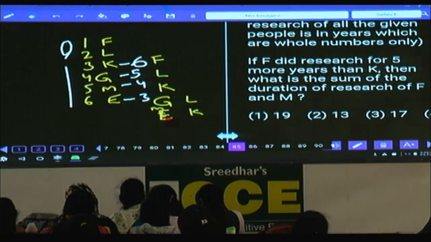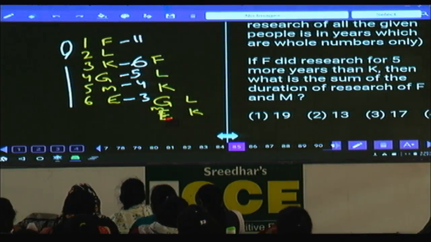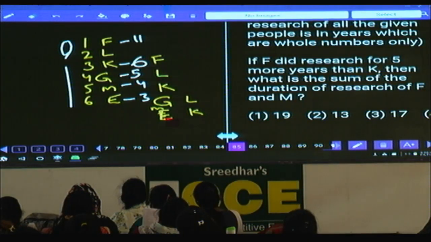Then 85. If F did research for 5 more than K, F is 5 more than K, then the sum of F and M. F is 11, M is 11 plus 4, 15, that is choice 5.